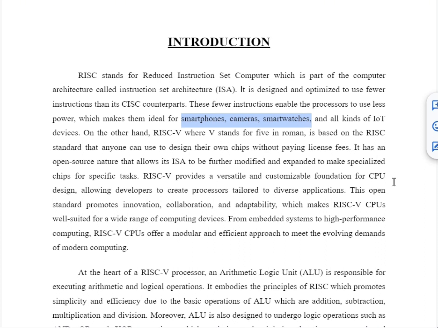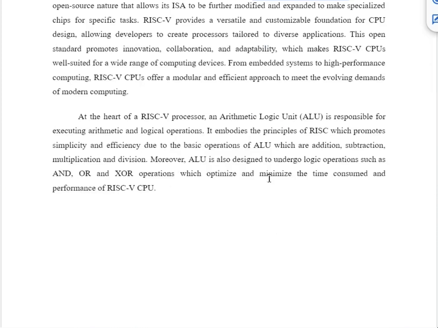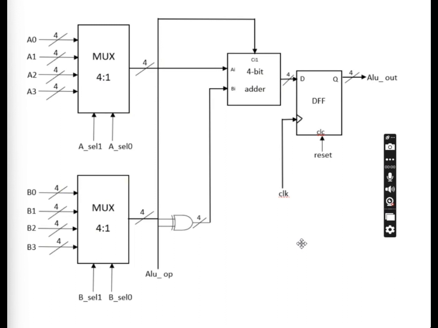On the other hand, RISC-V is based on the RISC standard that anyone can use to design their own chips without paying license fee. At the heart of a RISC-V processor, an arithmetic logic unit, ALU, is responsible for executing arithmetic and logical operations. It embodies the principle of RISC, which promotes simplicity and efficiency due to the basic operations of ALU. This ALU design was designed using Intel Quartus Prime software.